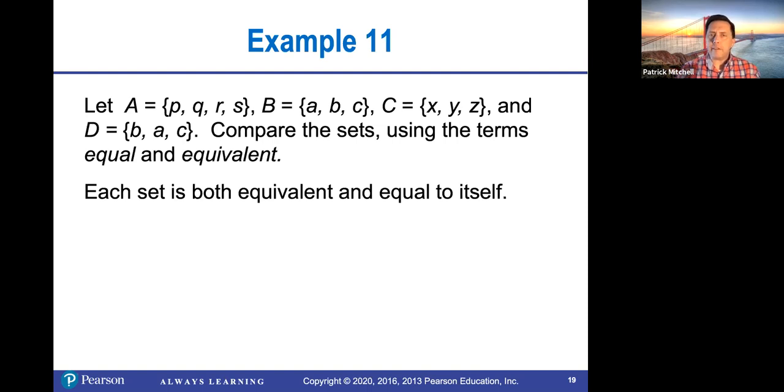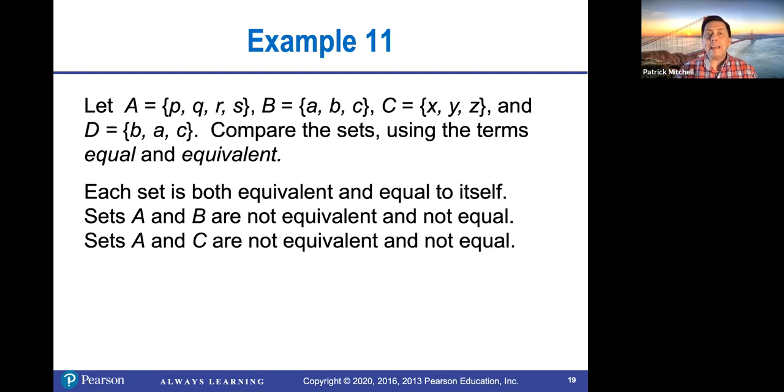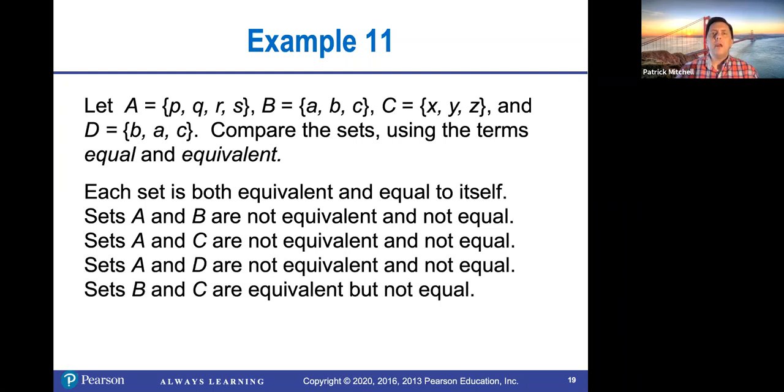So now to compare different sets, like I said earlier, sets A and B are not equivalent and not equal. Sets A and C are not equivalent and not equal for the exact same reason. Same thing for A and D. However, B and C are equivalent, right? You can easily set up a one-to-one correspondence between ABC and XYZ. However, they are not equal.